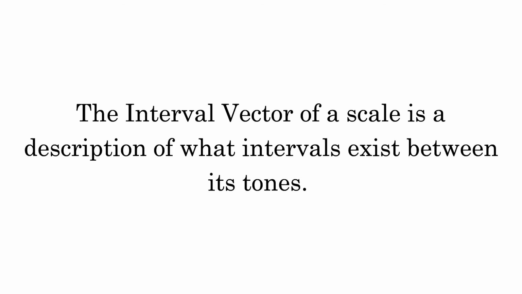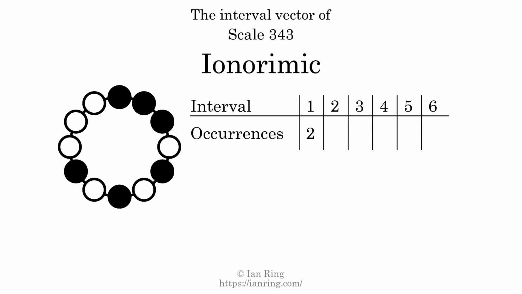The interval vector of a scale is a description of what intervals exist between its tones. There are 2 intervals with a size of 1 semitone. They are here and here. There are 4 intervals with a size of 2 semitones. They are here, here, here, and here.